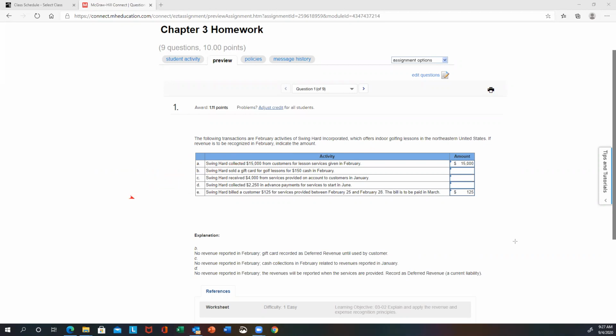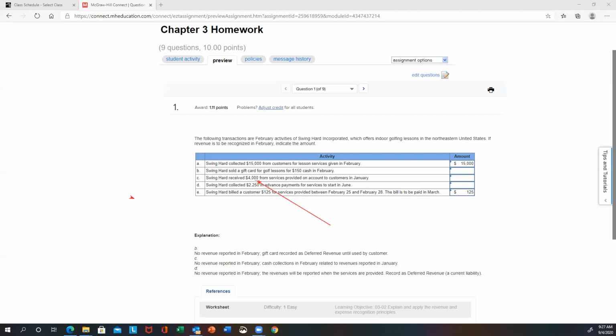So let's start with letter A. It says they collected $15,000 from customers for lesson services given in February. So they've earned these because they've actually performed their obligation. So all of that would be revenue. Next one, they sold a gift card for golf lessons for $150 cash in February. Well, a gift card is more of a future obligation. They haven't earned anything yet. So none of that would be reported as revenue.